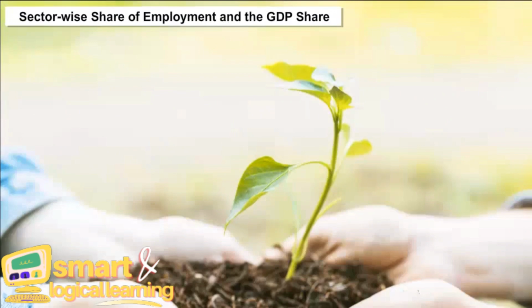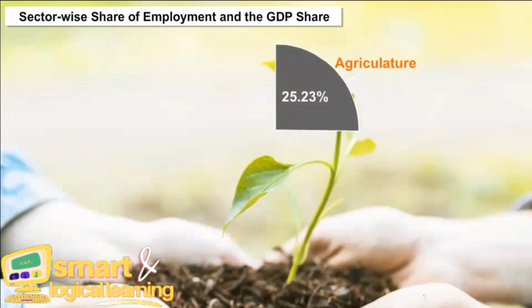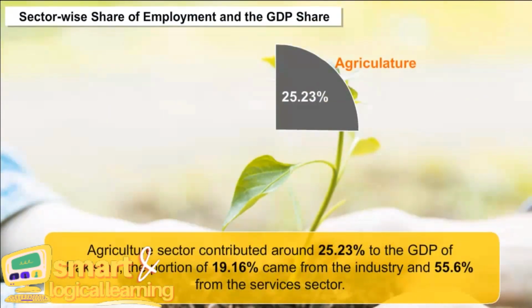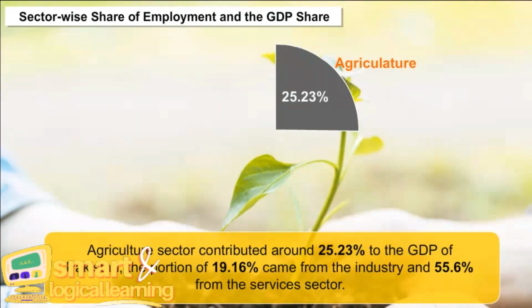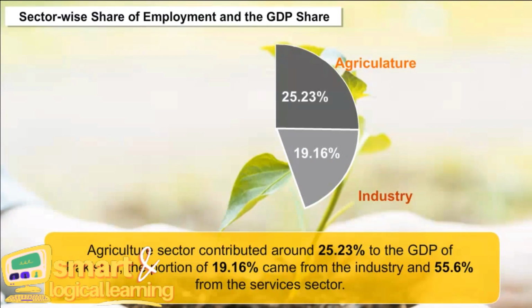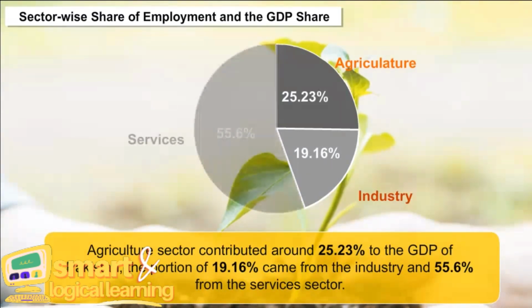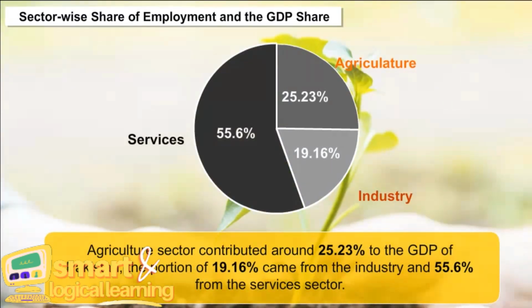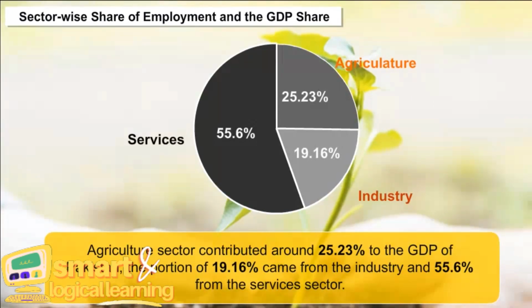In 2016, the agriculture sector contributed around 25.23% of the GDP of Pakistan. The portion of 19.69% came from industry and 55.6% from the services sector.